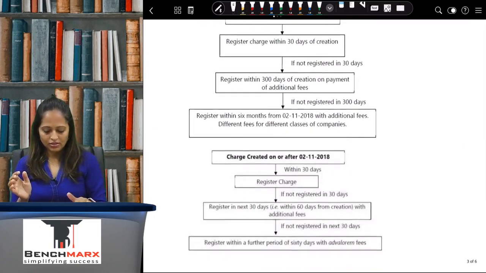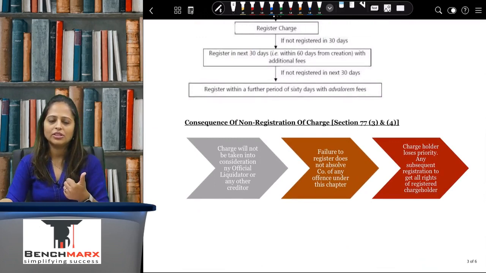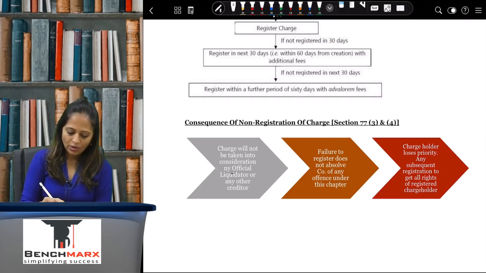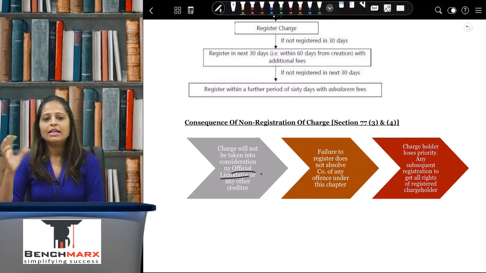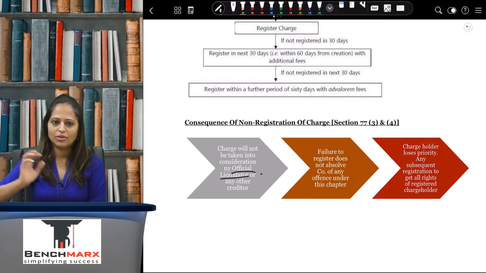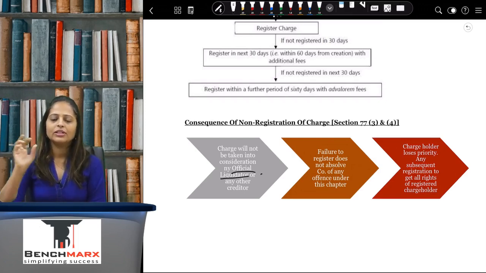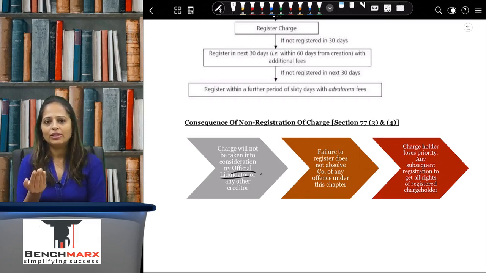So that takes us to the consequences of non-registration. What will be the consequences of non-registration? If the charge is not registered, the official liquidator will not consider it to be a secured creditor. What is happening? When your company goes into liquidation, first the government dues are paid, then the secured creditors are paid, then the unsecured creditors, if any amount is left. So now if your charge is not registered, then you are no longer a secured creditor. In official liquidation, you are going to be an unsecured creditor, and you are going to rank accordingly in the repayment schedule, and if the money is not left, then you will not get money.